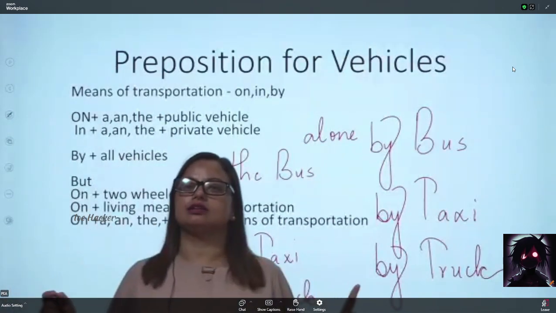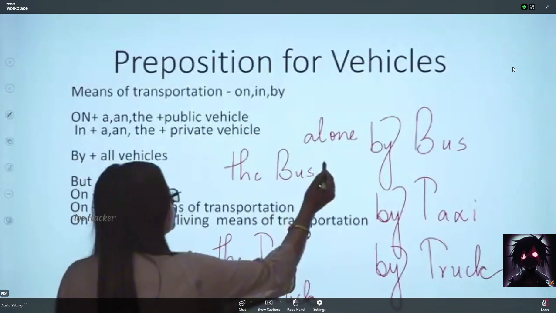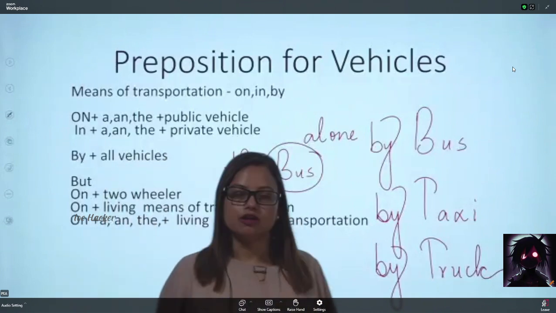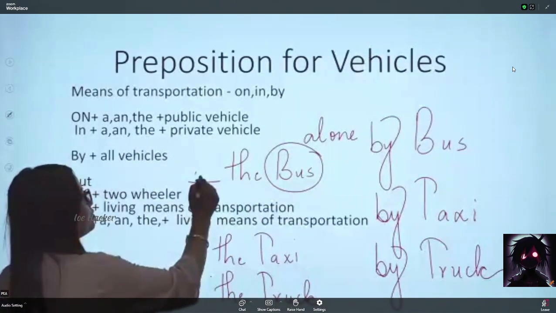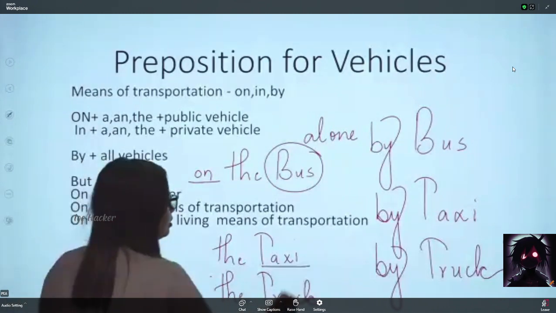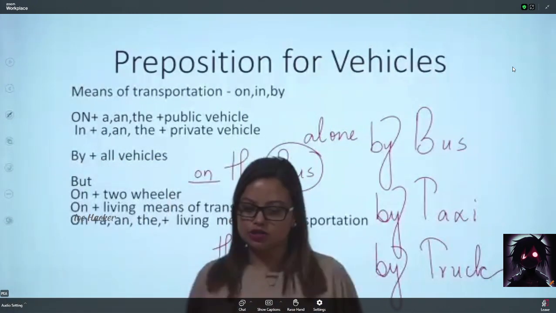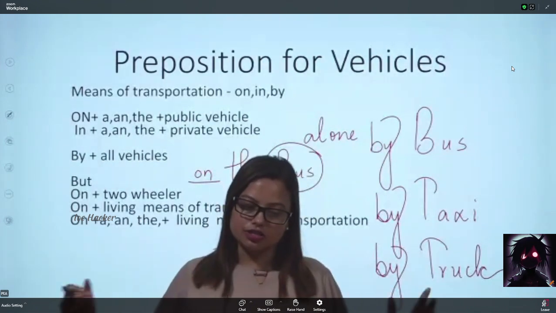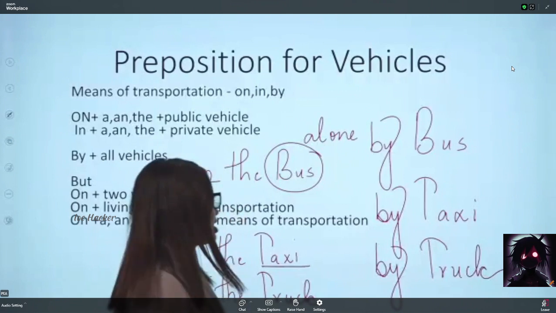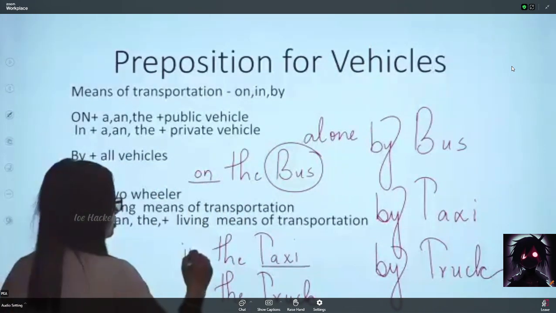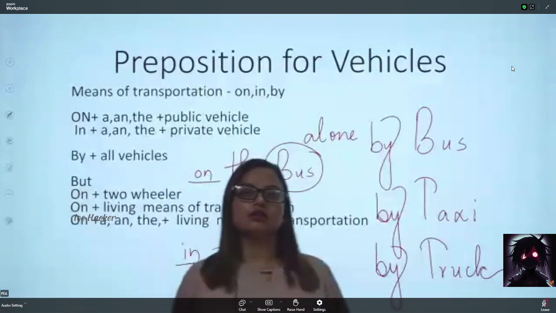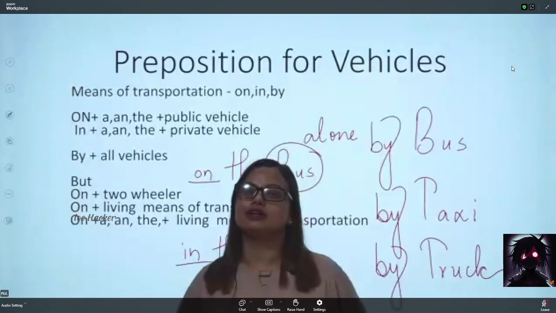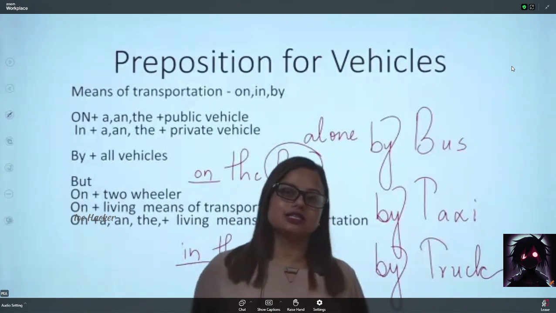If your vehicle is with an article, then you have to identify your vehicle. Bus stands for a public vehicle. For a public vehicle, if it comes with an article, then go for on. For a private vehicle, taxi, though it is used for public purposes, it falls into the category of private vehicle. So taxi, private, that's why in. For a private vehicle, go for in if there is an article. For a public vehicle, go for on if there is an article with your vehicle.